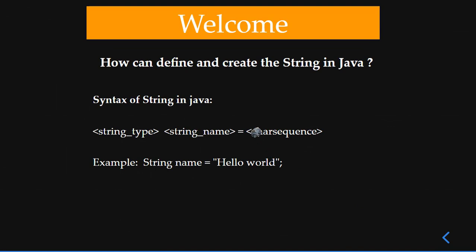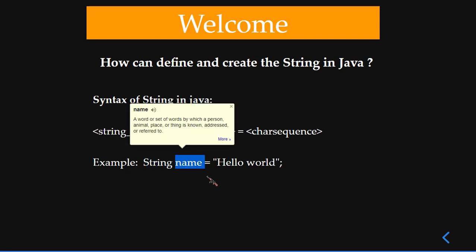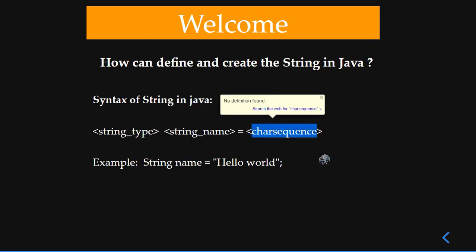Now we are going to see how we can define and create a string in Java. So this is the syntax of creating a string in Java. So first we need to define the type. So type is a string, and then we need to define the object name or variable name, which is name. You can write it whatever you want, and then we need to define the char sequence like this.